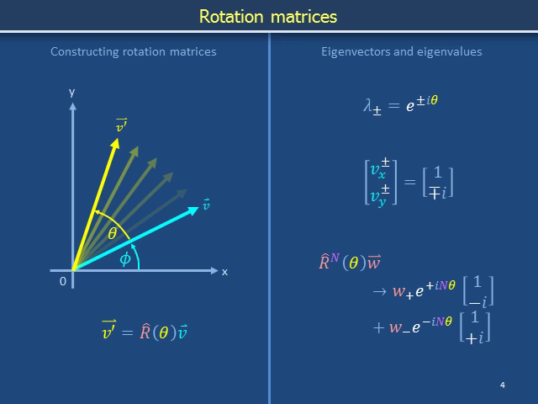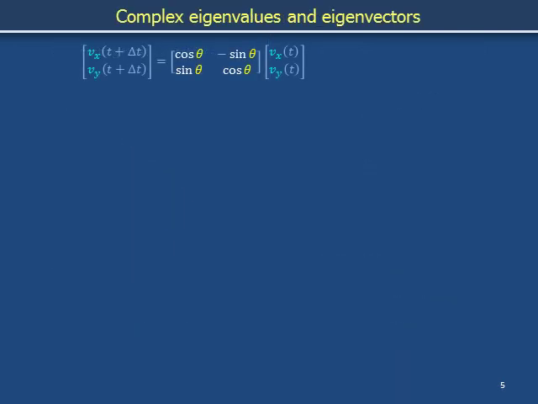In the previous video, we introduced the concept of a rotation matrix. In this video, we apply eigenvector-eigenvalue analysis to a rotation matrix, and we find that its eigenvalues are complex. We determine the eigenvalues and eigenvectors of this rotation matrix.